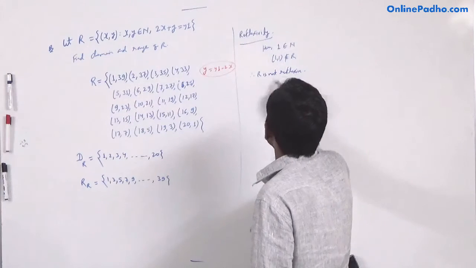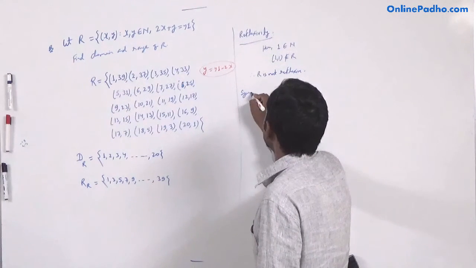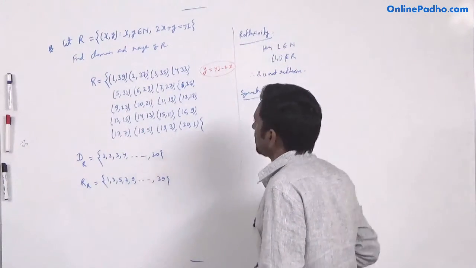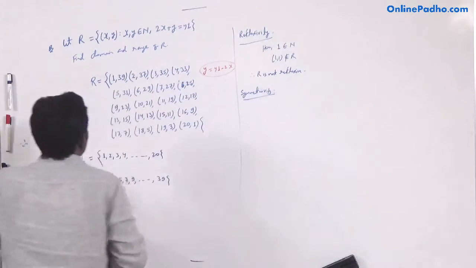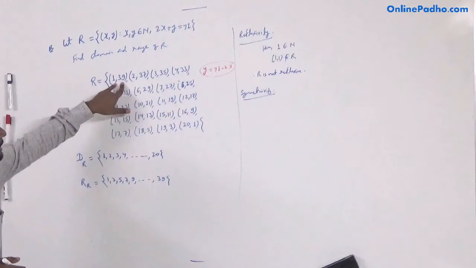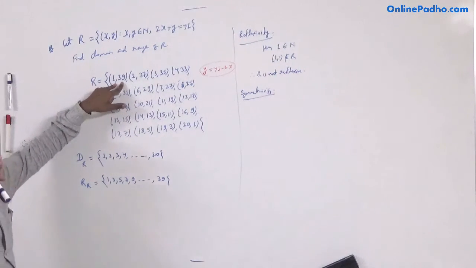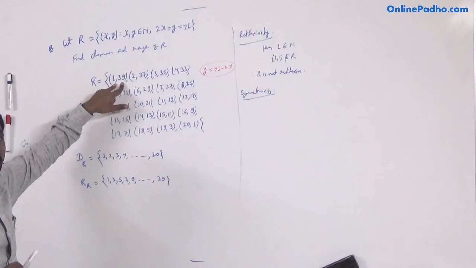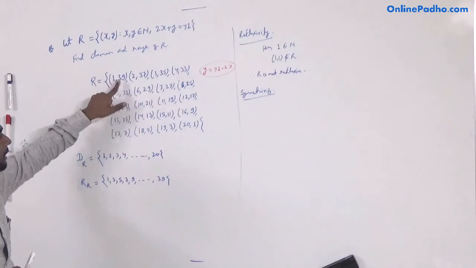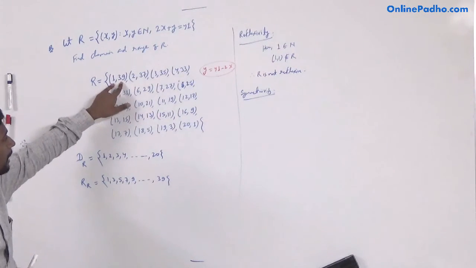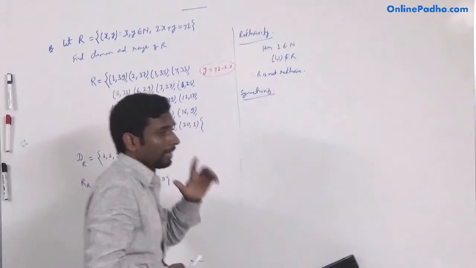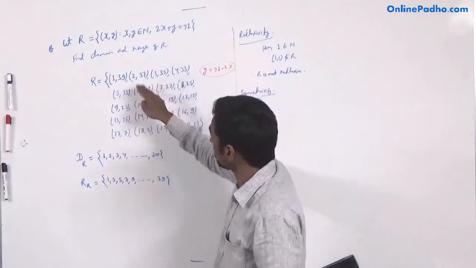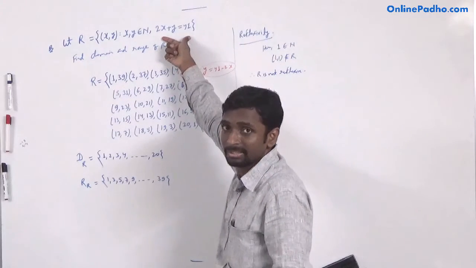It's not reflexive. Now, for symmetricity. If (1,39) is an element of the relation, then (39,1) must be part of this relation, but that's not correct. (1,39) is a part of this relation, but (39,1) is not a part of the relation. If (2,37) is a part of the relation, but (37,2) will not satisfy this relation.